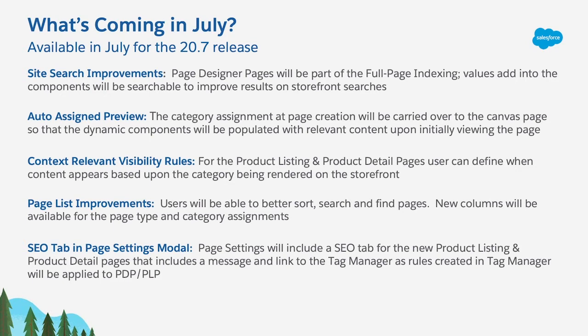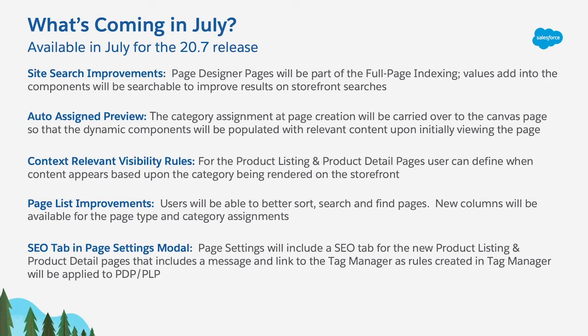First, we have site search improvements. Page Designer pages will now be part of the full page indexing. Developers can specify the values that the merchant configures for component or page attributes to be searchable. We also have auto-assigned preview. When building dynamic product listing pages, the category assignment at page creation will be carried over to the Canvas page in the visual editor and populated when viewing the page.